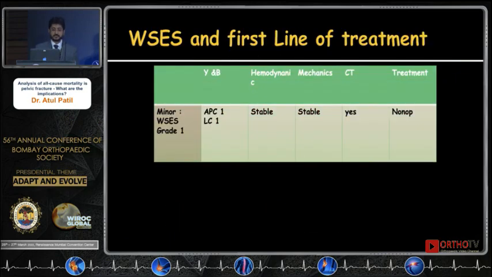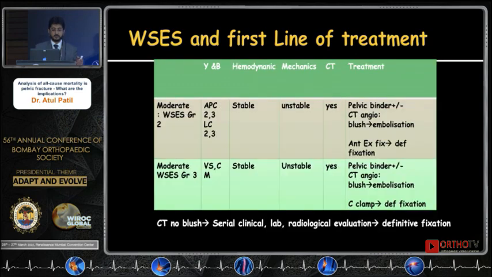So what are the guidelines? What falls in grade 1? APC 1 and lateral compression 1 in Young and Burgess fall in WSES grade 1. Everything is stable, you do CT, non-operative treatment. Moderate, grade 2, what falls in that? APC 2-3, LC 2-3. Hemodynamics is stable, mechanics is unstable. So this is very important. You do CT, pelvic binder, CT angio. If you see a blush, then you do embolization, and then you can go for a definitive fixation.